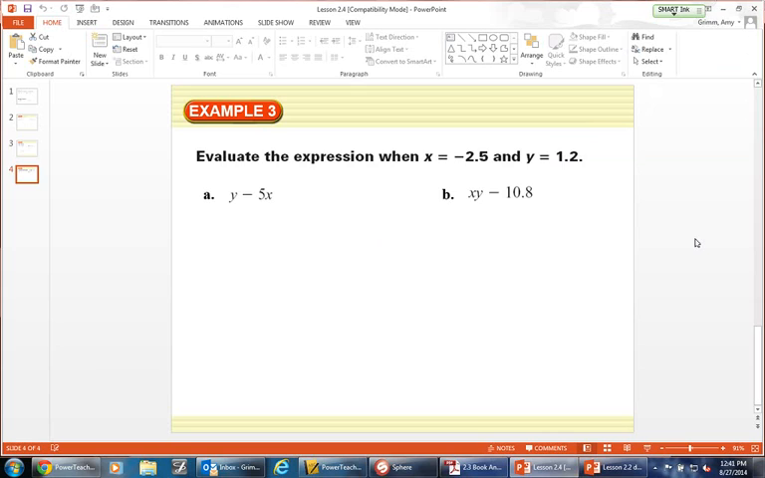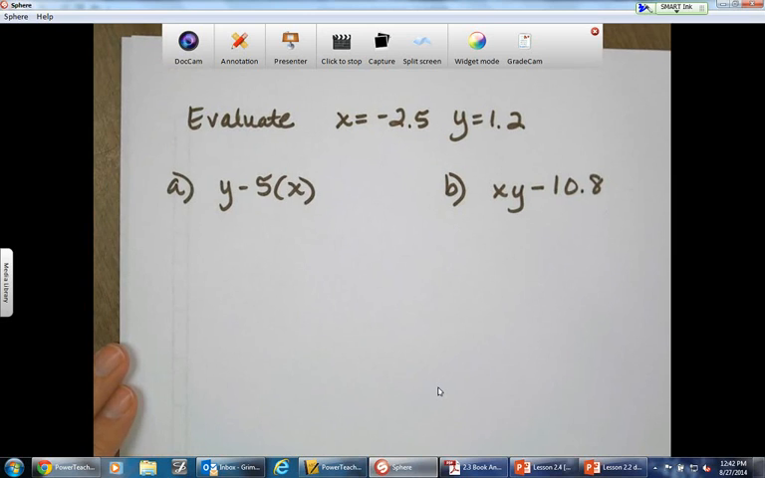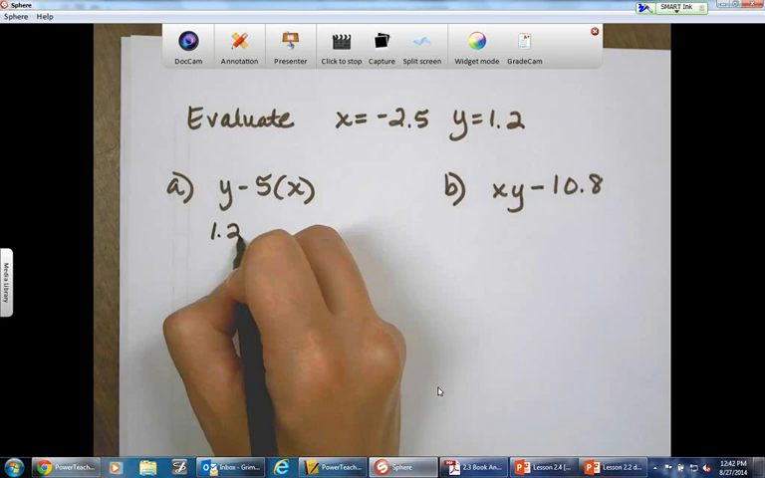We can say we're going to evaluate, and then go ahead and put x equals negative 2.5, y equals 1.2, and then we'll write down the problem. All right, there we go. All right, so evaluate just means to plug in and simplify. So we're going to start here and put in the 1.2 for y, minus 5, and then we're going to plug in the x, which is negative 2.5.